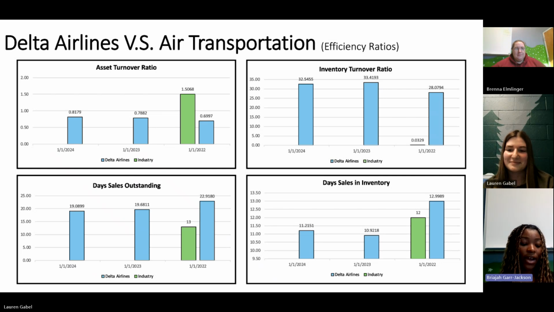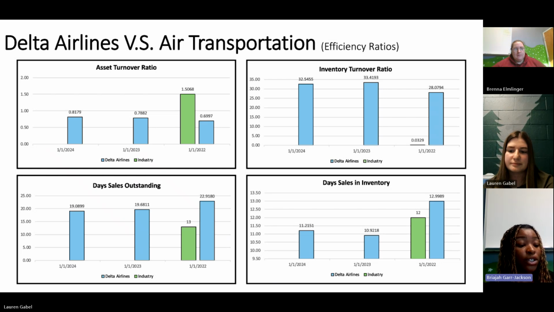So for the graph, asset turnover ratio went up over the years, but is still significantly lower than the industry ratio. Inventory ratio went up 2022 to 2023, then dropped a little in 2024.